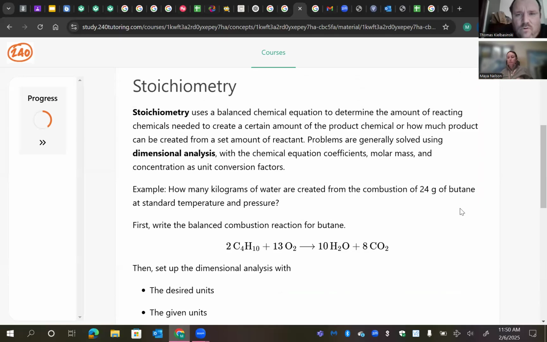Chemistry uses a balanced chemical equation to determine the amount of reacting chemicals needed to create a certain amount of product chemical, or how much product can be created from a set amount of reactant. Problems are generally solved using dimensional analysis with the chemical equation coefficients, molar mass, and concentration as unit conversion factors. Example: how many kilograms of water are created from... okay, so kilo is always 1000. Temperature and pressure. First write the balanced equation: C2H2 + 3O2. H2O is water, CO2 is.